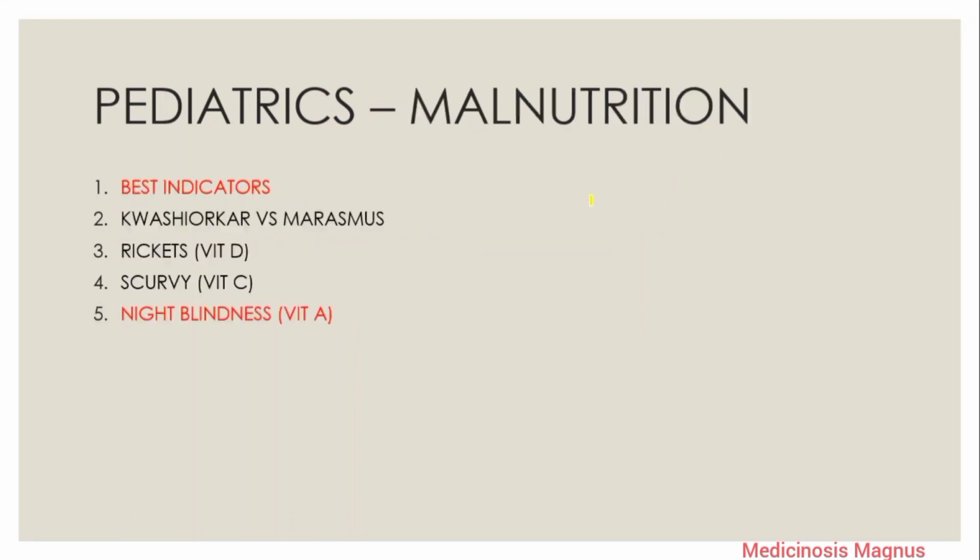You should also read about the malnutrition, the best indicators, the weight for height, height for age, then kwashiorkor versus marasmus, rickets, scurvy, and night blindness, what is the dose of treatment, and those things.